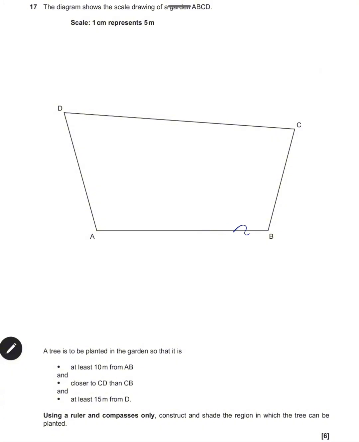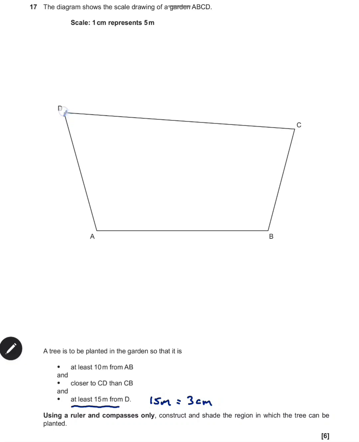Question 17, we've got some construction work to do, and we've got 3 bits of information down here. We're looking to plant a tree somewhere, and I'll start with this one because I think it's nicest. At least 15 metres from D. Well, if 5 metres is 1 centimetre, 15 metres is going to be 3 centimetres. Every centimetre is 5 metres.